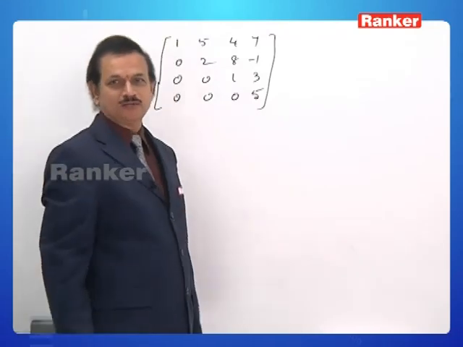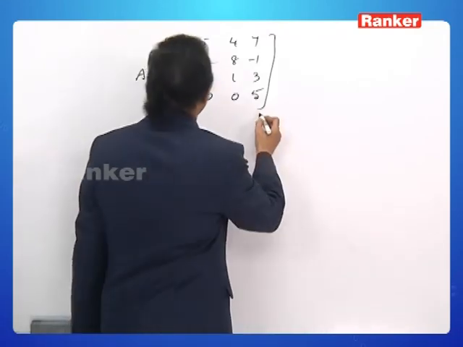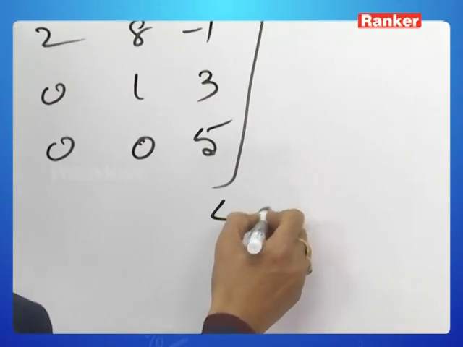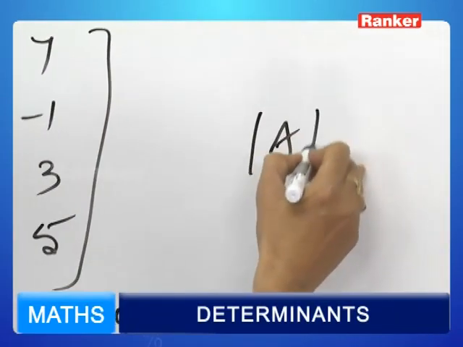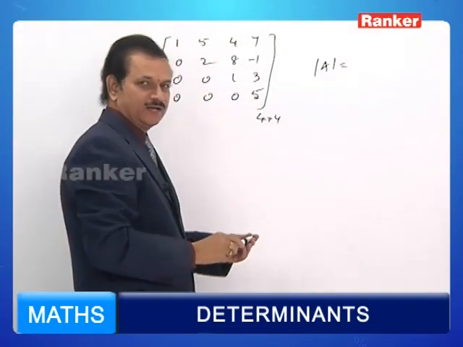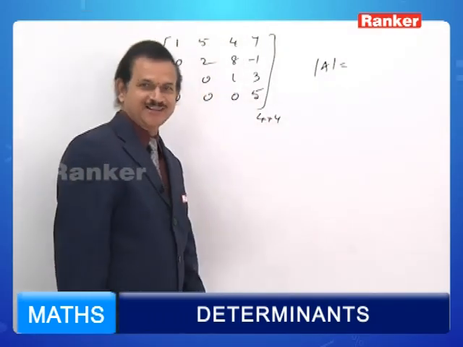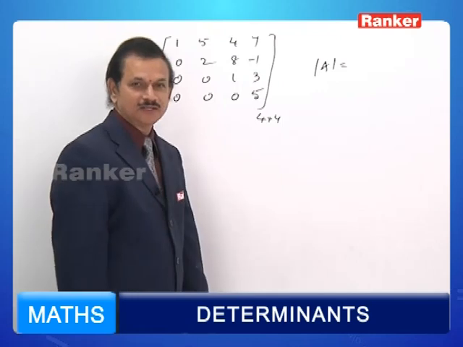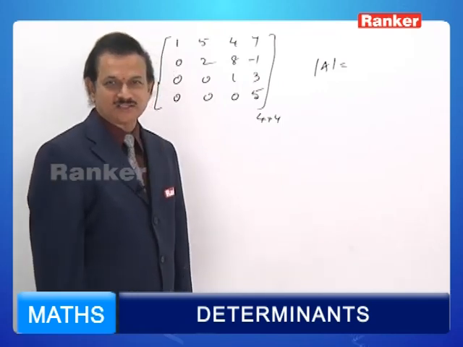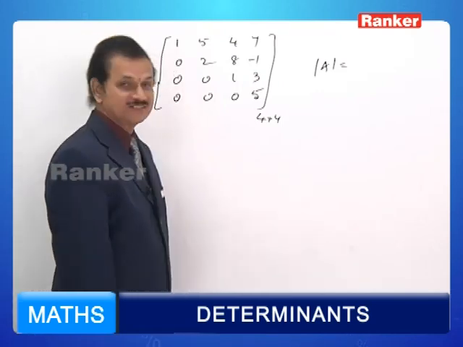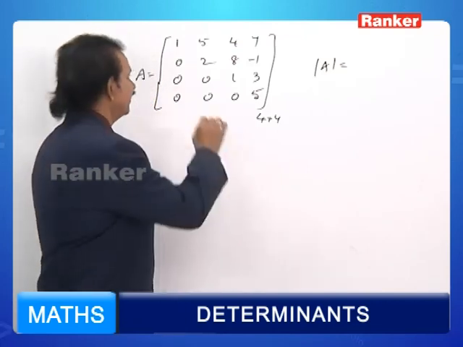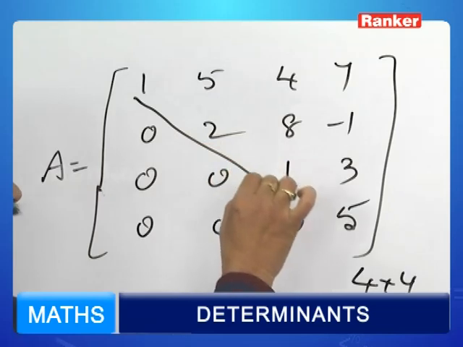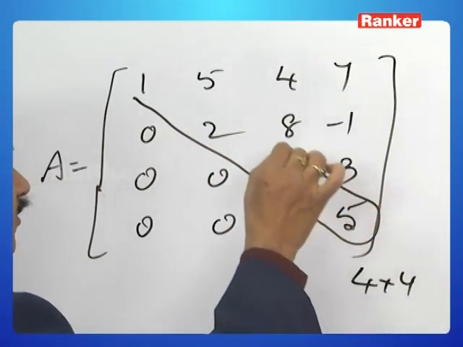Observe the matrix on the board. No doubt it is 4 by 4, of course, a square matrix. We are to find its determinant, |A|. My dear friend, I think you could have noticed and recollected the nature of this matrix. Could you trace it? It is just an upper triangular matrix, isn't it? It is an upper triangular matrix.